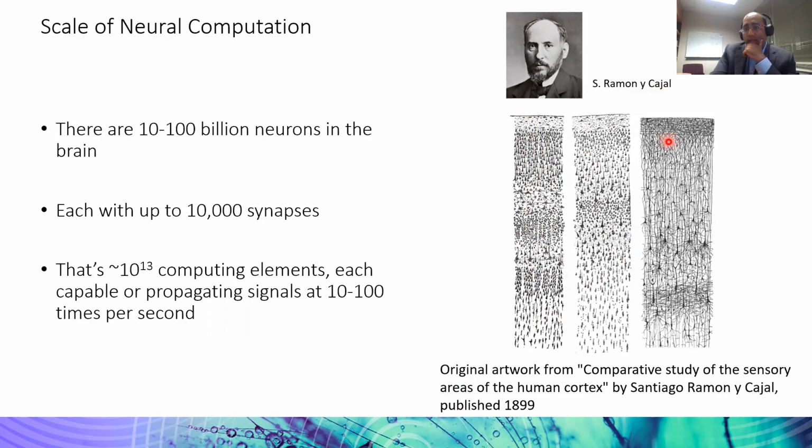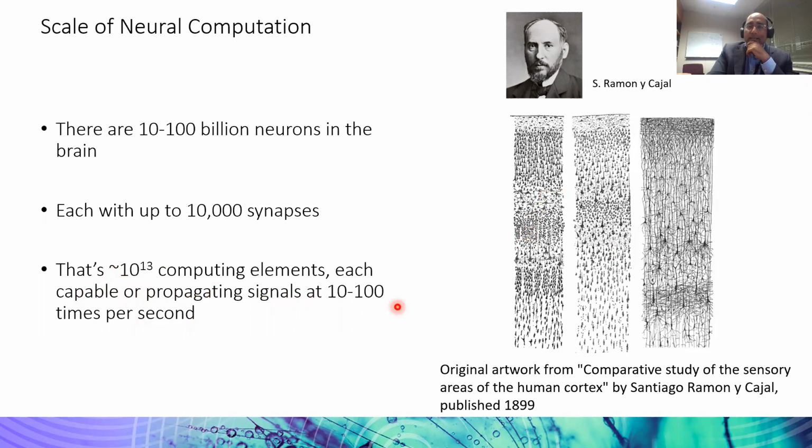And there are, as I said, hundreds of billions of neurons, and each neuron synapses about 10,000 times. So if you could connect all these neurons and synapses, you could go to the moon and come back. That's the length of the connectivity present in the brain. This means there are about 10 to the power 13 computing elements, capable of propagating signals at 10 to 100 times per second. So it's a massively complex system.